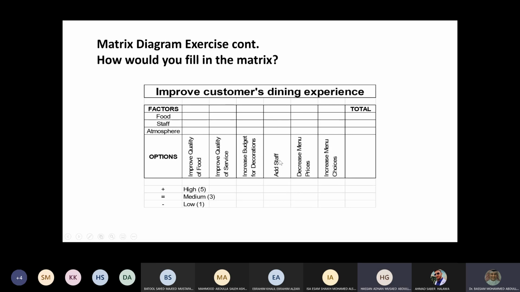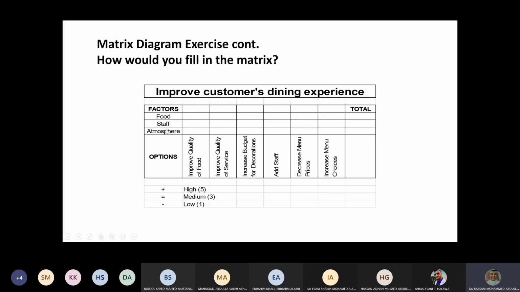Or I'm going to have more staff members. And more staff members, what do I mean? That means instead of one person serving 10 people, I will have maybe three persons serving 10 people. So they'll become more attentive, more responsive. Remember the factors, quality terms. I'm using the quality terms here. More attentive, more responsive. Maybe I'm going to decrease the menu price, or I'm going to increase the menu choices. All of these are different ideas that I want to decide on to improve the dining experience. And the factors I'm going to consider here are food, staff.